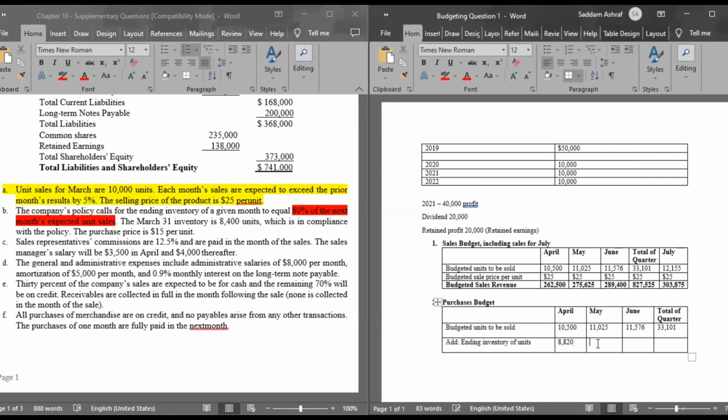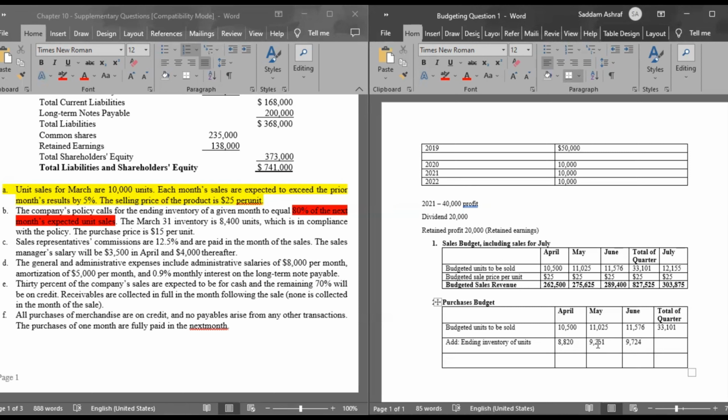8,820. Next, May. This May is for 80% of June. Yes, exactly. 9,261. And for June, we will use the units of July. That is the main reason the examiner has asked us to prepare the sales budget of July as well, because we need to calculate the ending inventory of June based on July sales. So 9,724.